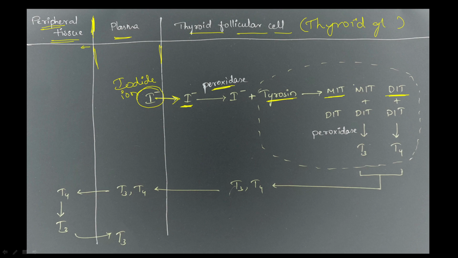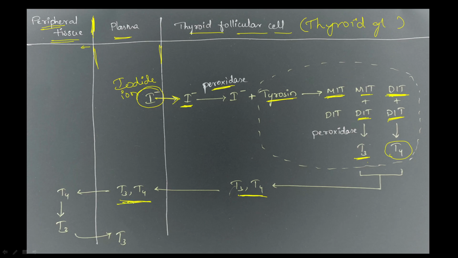Now we'll come to the third step, that is we have MIT and DIT here, right? If we take one molecule of MIT and one molecule of DIT, that is one molecule of monoiodothyroxine and one molecule of diiodothyroxine, we get T3, that is triiodothyronine. Okay, if we take two molecules of diiodothyroxine, we get T4, that is thyroxine. And this T3 and T4 are released into the plasma. This is nothing but hormone release.